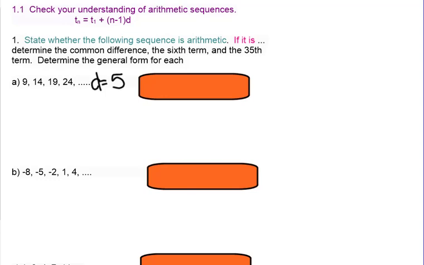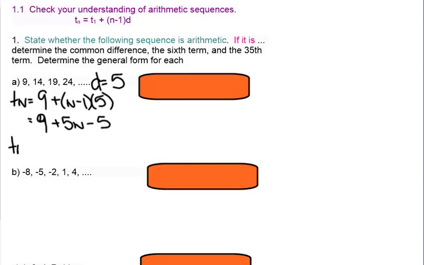I'm going to find the general term first because then it's a lot easier to find our 6th term and our 35th term. So Tn is equal to our first term plus n minus 1 times our common difference. We're going to distribute.